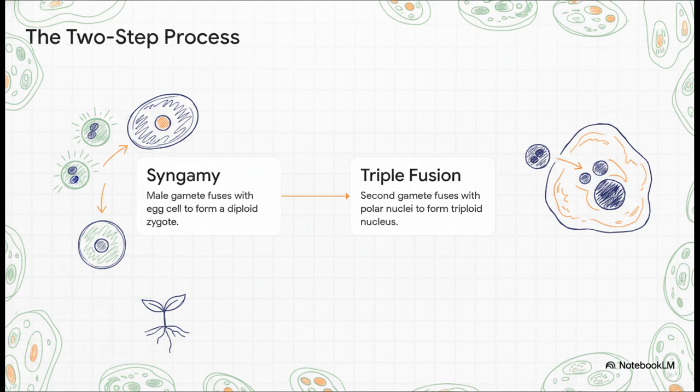That zygote is what's going to eventually become the new plant embryo. Then we have Step 2, triple fusion. The second male gamete moves to the center of the sac and fuses with those 2 polar nuclei we mentioned earlier. Since this involves 3 haploid nuclei coming together, it forms a triploid nucleus.